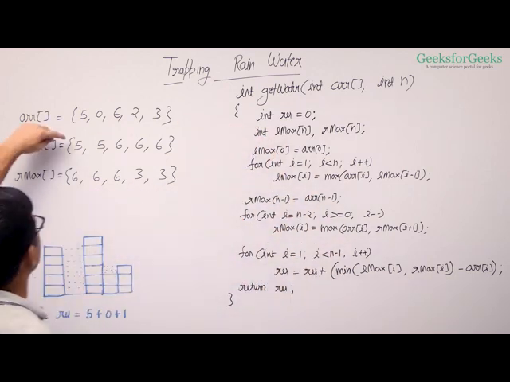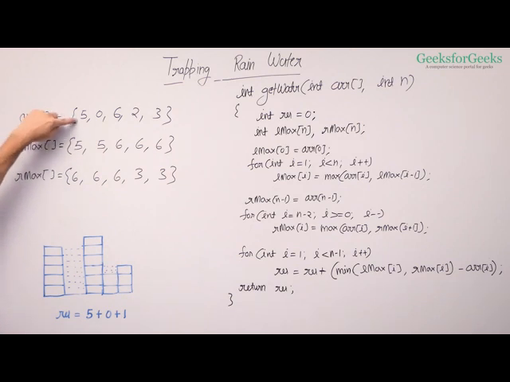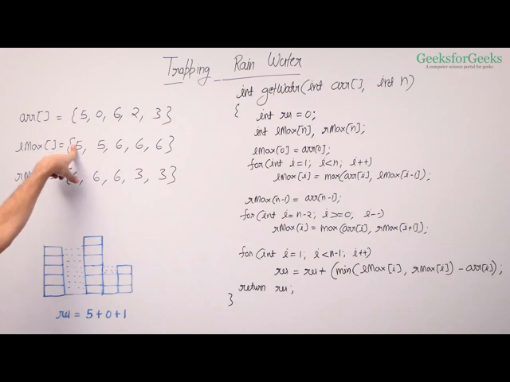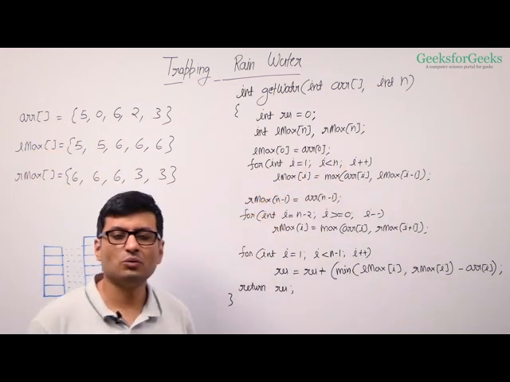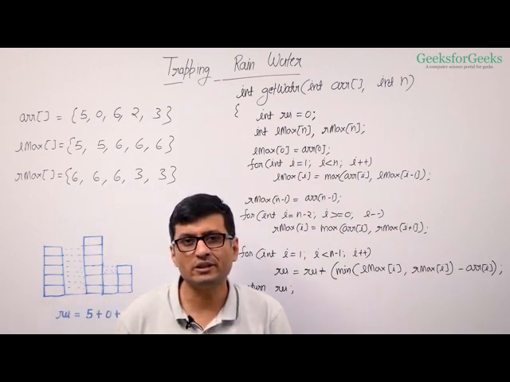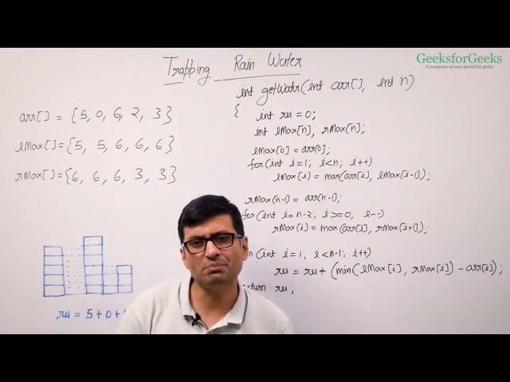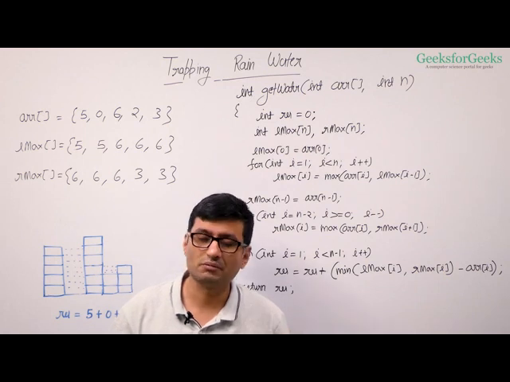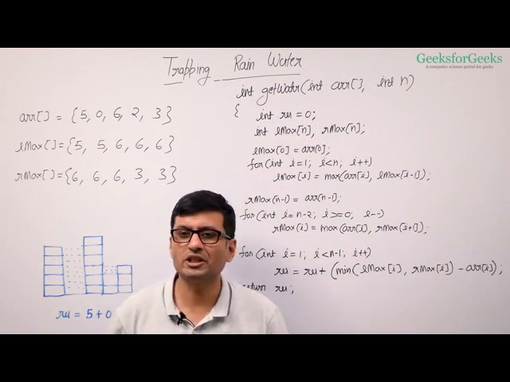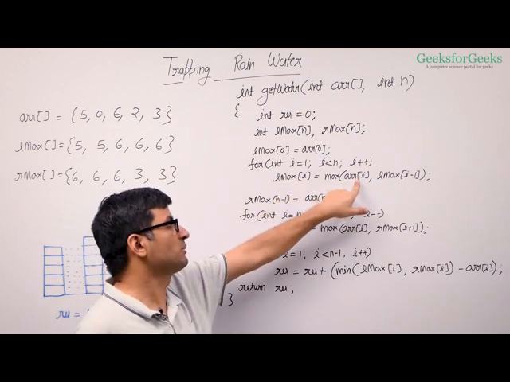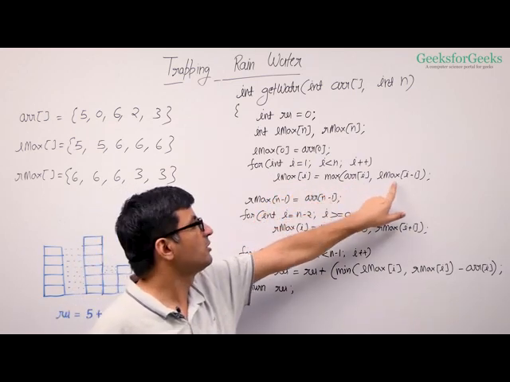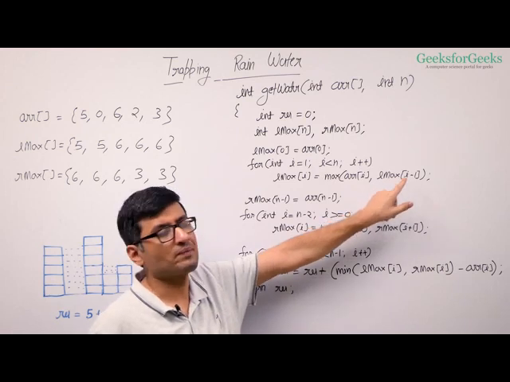We initialize lmax[0] as arr[0] because there is nothing on the left of it. So that's the maximum on the left side. Now for the remaining elements from 1 to n minus 1, we check if the current element is greater than the previous left max. If it is greater, then we update the left max for the current index. So our lmax[i] is the maximum of the current element arr[i] and lmax[i minus 1].